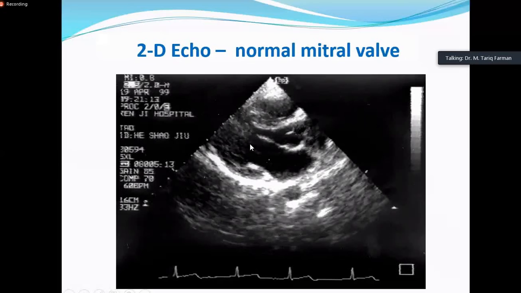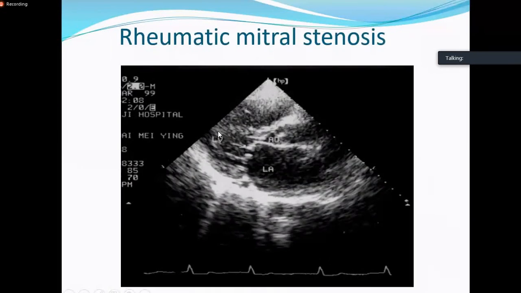It is widely open. There is no narrowing, nothing. And this is the rheumatic mitral stenosis. Again, this is the right ventricle, septum, left ventricle, left atrium, aorta. You can see this is again the diastolic phase, but you can see the anterior mitral leaflet over there and the posterior mitral leaflet over there, and then it's a very narrow orifice. This is diseased. This is mitral stenosis.